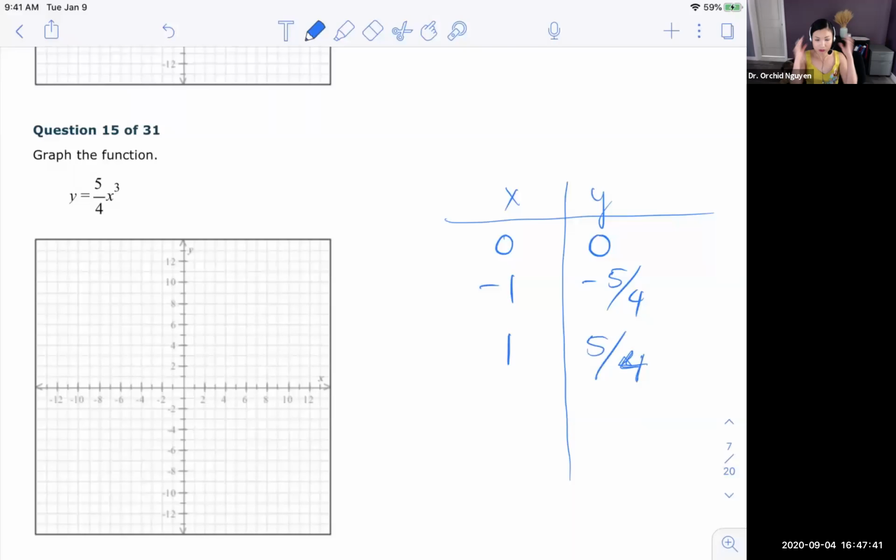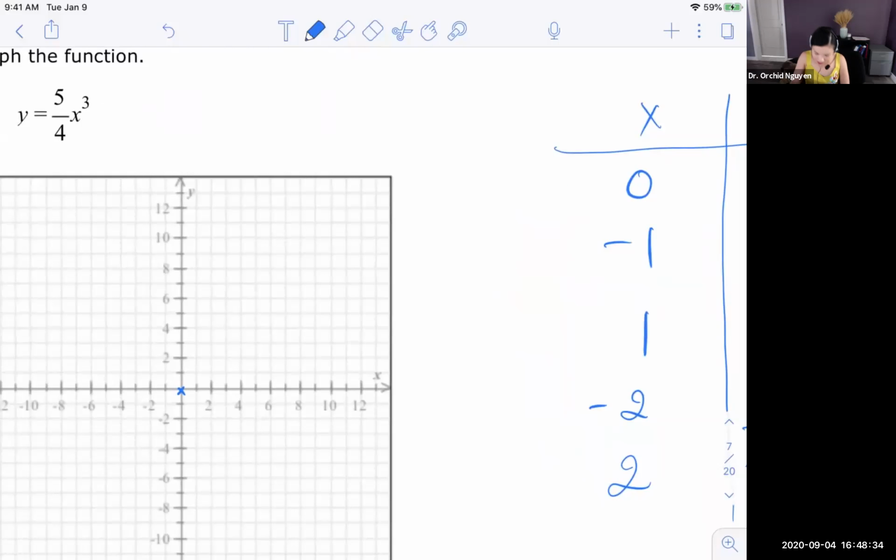But if I pick 2 cubed, the fraction is going to cancel out, right? So if I pick 2 or -2, 5/4, and -2 cubed is going to give me -8. You see it cancels out with the 4. That's going to be -2 times 5, -10. So if I pick 2, I'm going to get +10, okay? So I understand that the first one is going to be a fraction. So 0 gives 0 right here. And I understand we have a fraction.